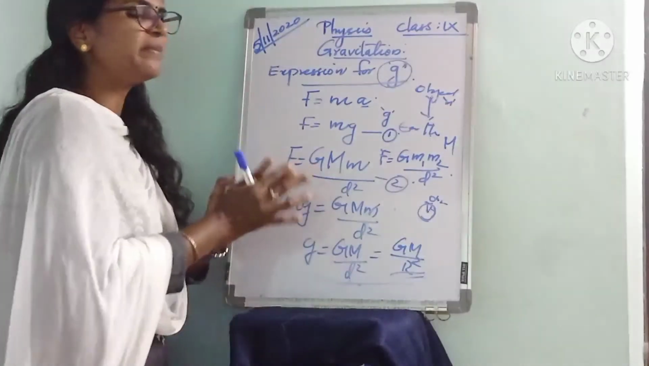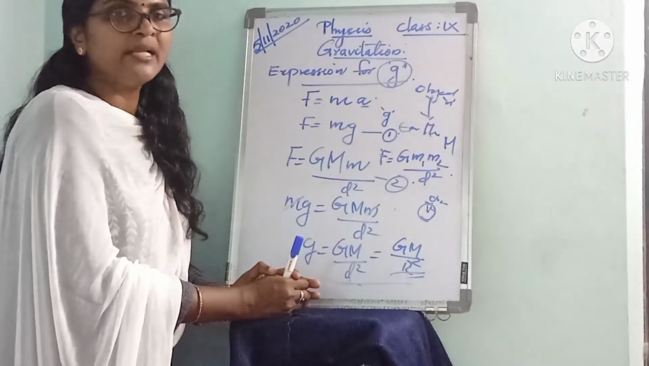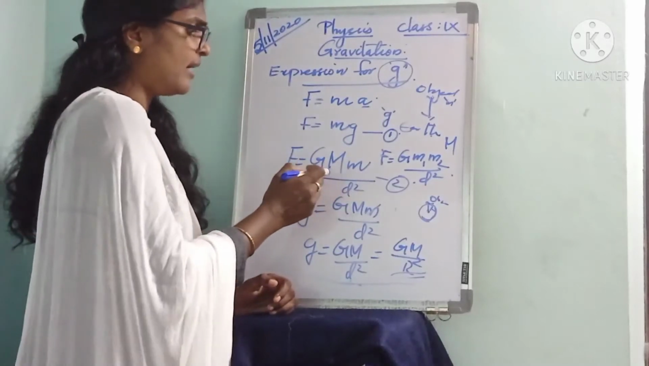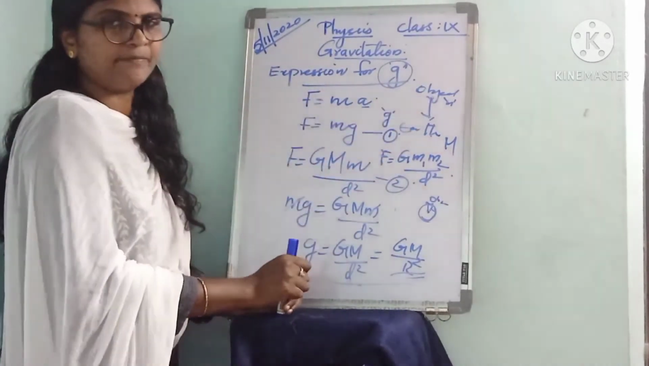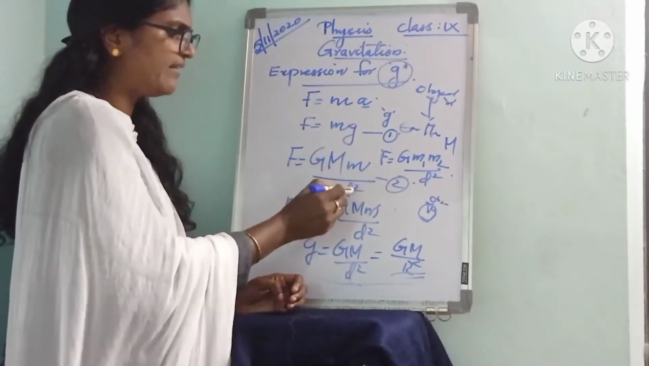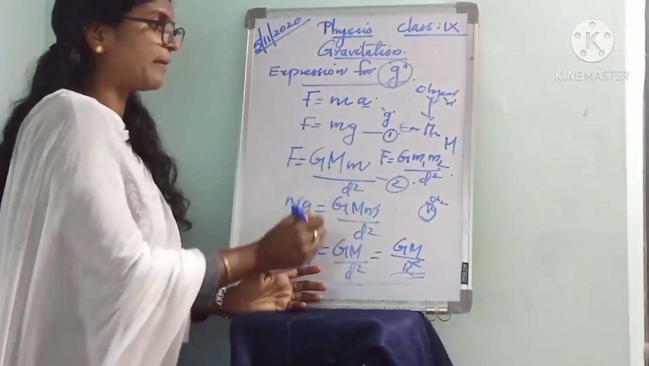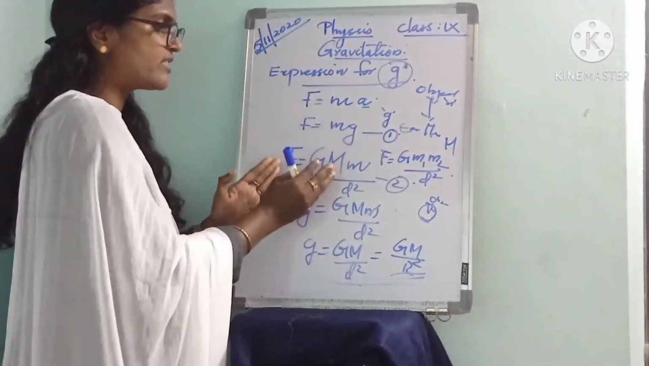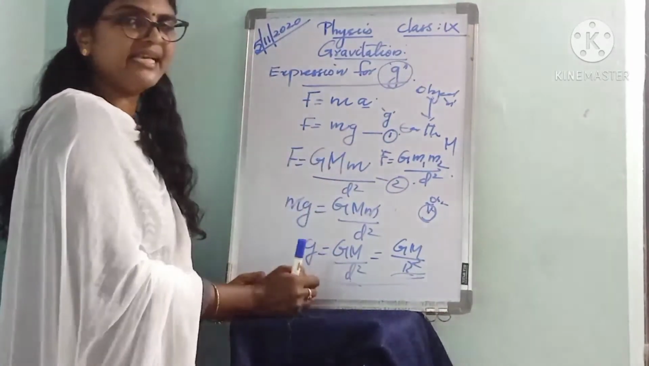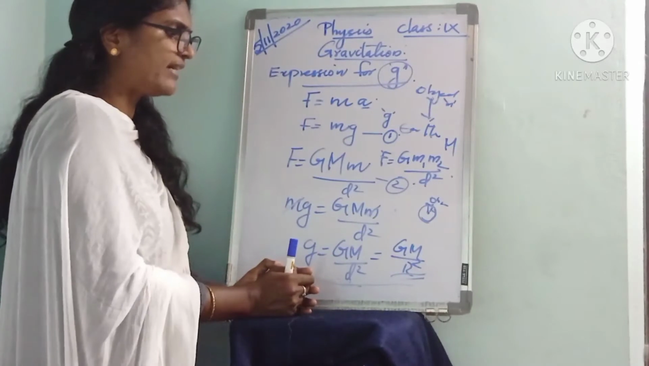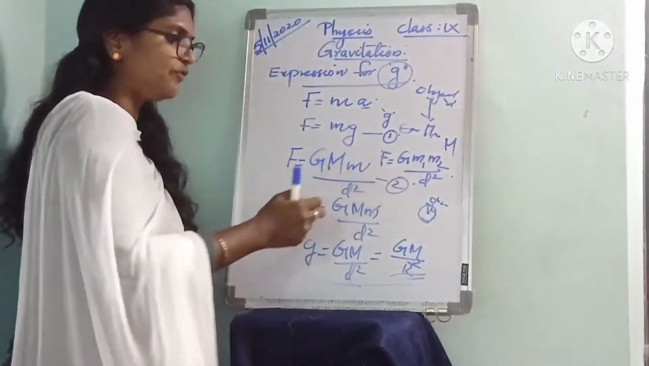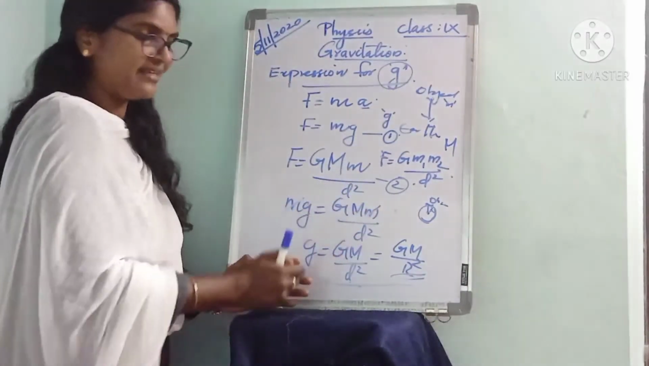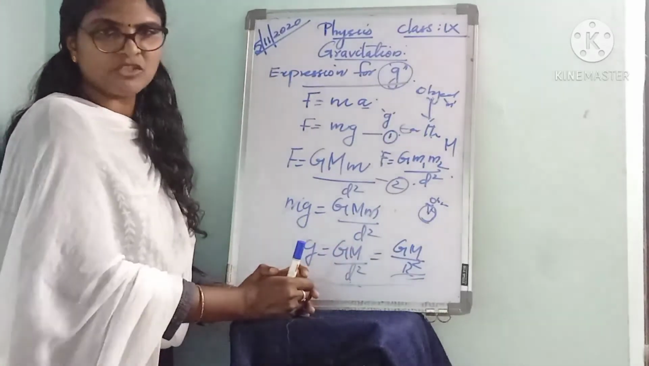The force between two objects can also be found by Newton's law of gravitation. By using that law we can find the force between the Earth and the object, that is F equal to G M m divided by d square, where capital M represents the mass of Earth and small m represents the mass of the object. So we have two relations for force. First is F equal to mg and the second is F equal to G M m divided by d square. Comparing 1 and 2, we can write mg is equal to G M m divided by d square. These two m's we can cancel, then g is equal to G M by d square.